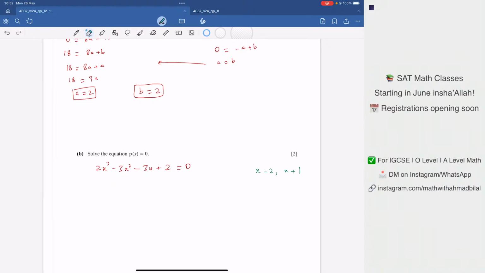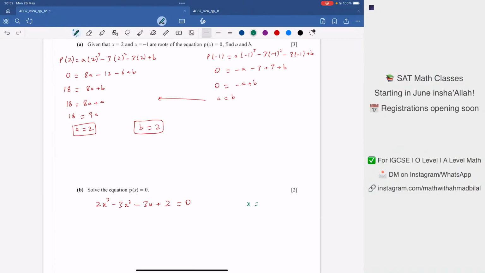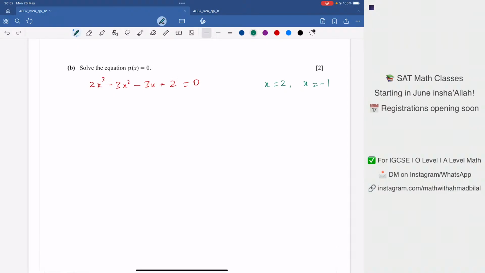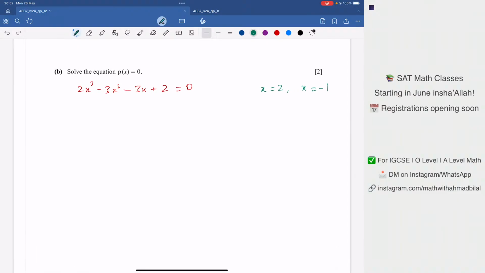So those two methods are pretty common. You know about them already. You could do that. It's only 2 marks. However, we could do it even more efficiently. How would that work? We've got two solutions. One is x equals 2 and the other is x equals minus 1. These are two solutions that we're given. We have to find the third solution, right? To be able to solve this equation. We already know two solutions.